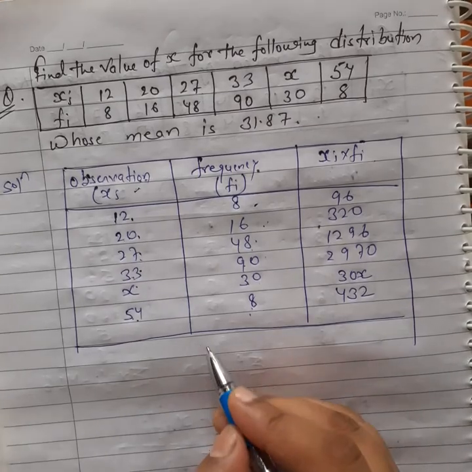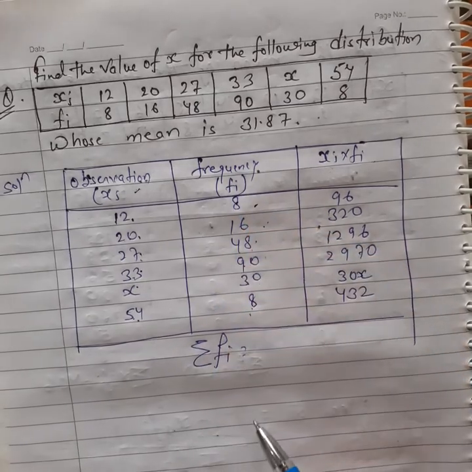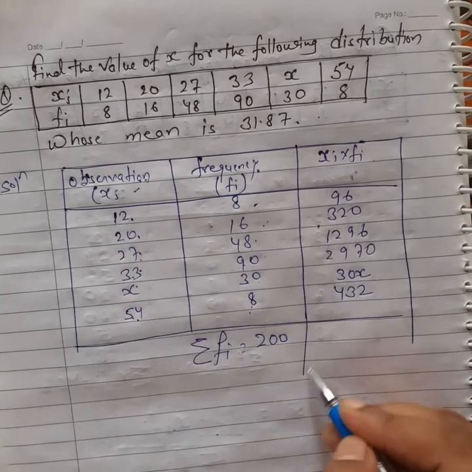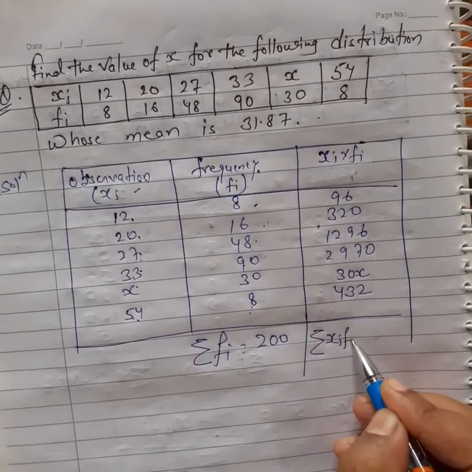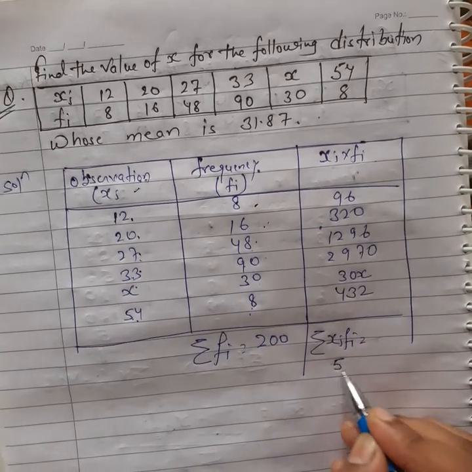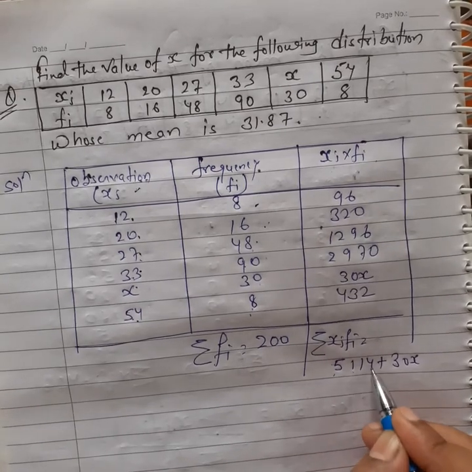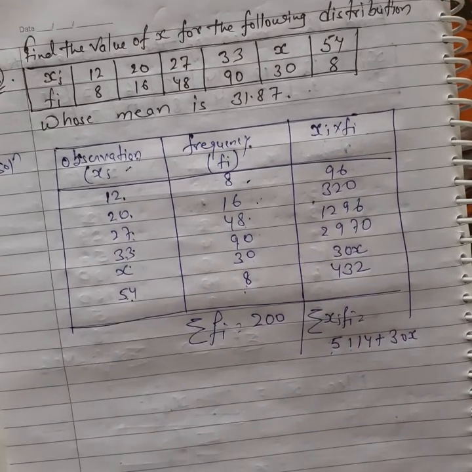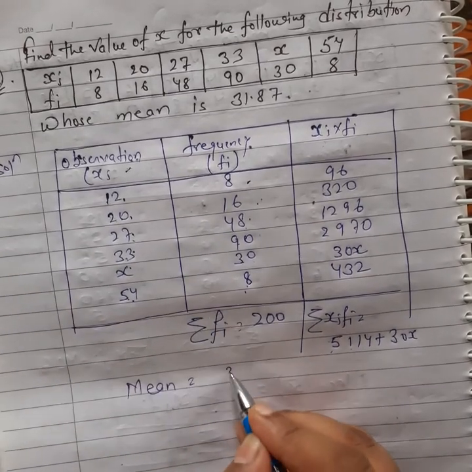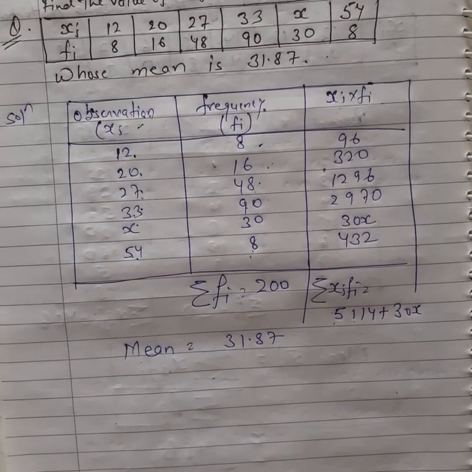Now what do we have to do? First we find out sigma fi, that is the summation of all the frequencies, and by adding we get 200. And here we find sigma xi fi, and by adding we get 5114 plus 30x. Okay. Now what is given? It is given that the mean is equal to 31.87. What formula do we use for finding the mean?